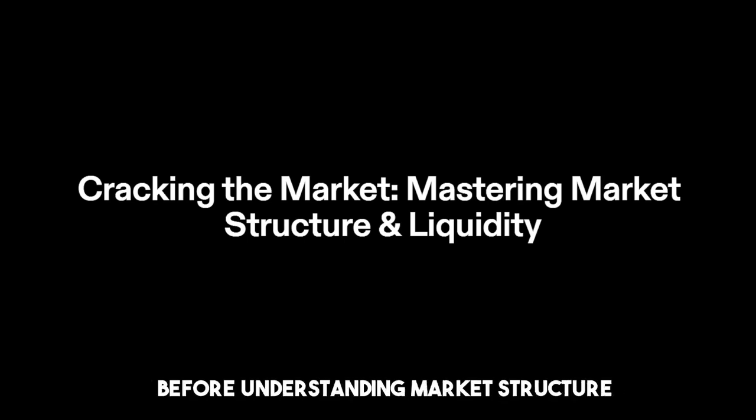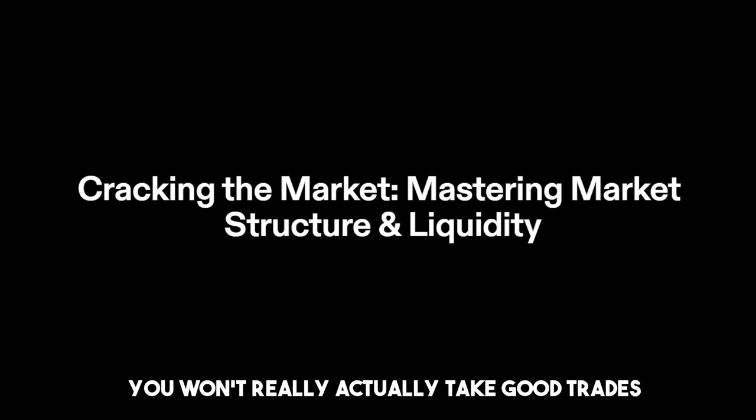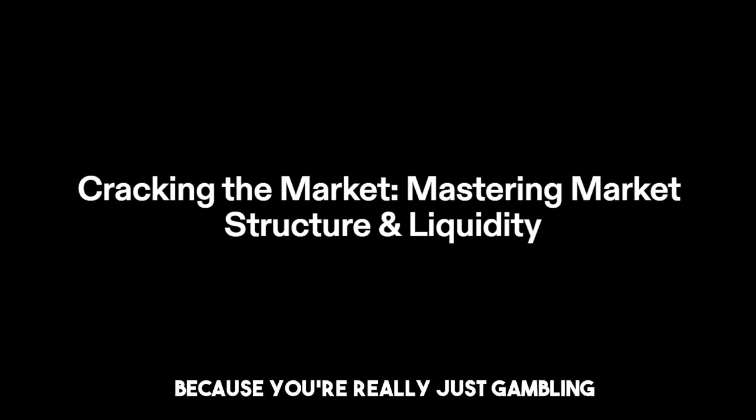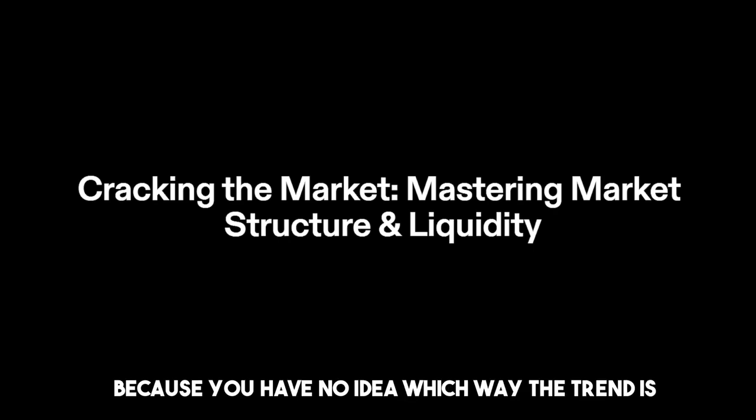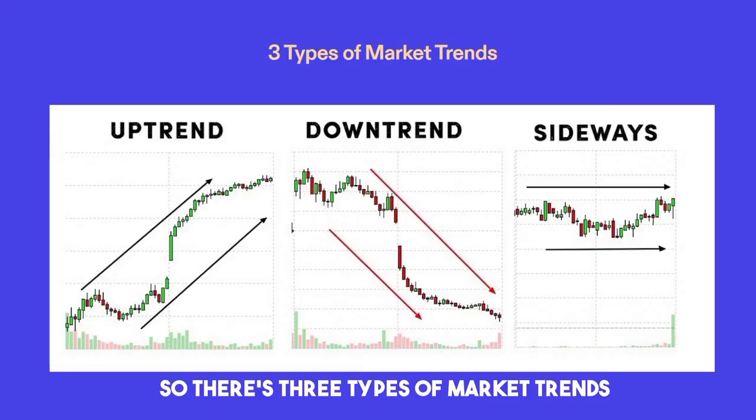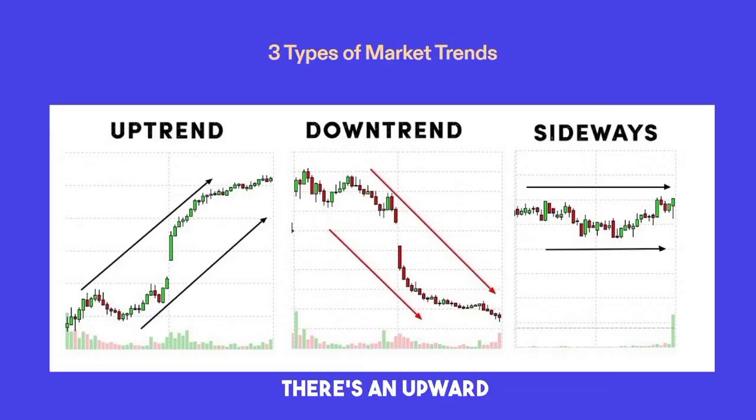Before understanding market structure, you won't really take good trades because you're really just gambling, because you have no idea which way the trend is. So there are three types of market trends: an upward, downward, and then sideways trend.